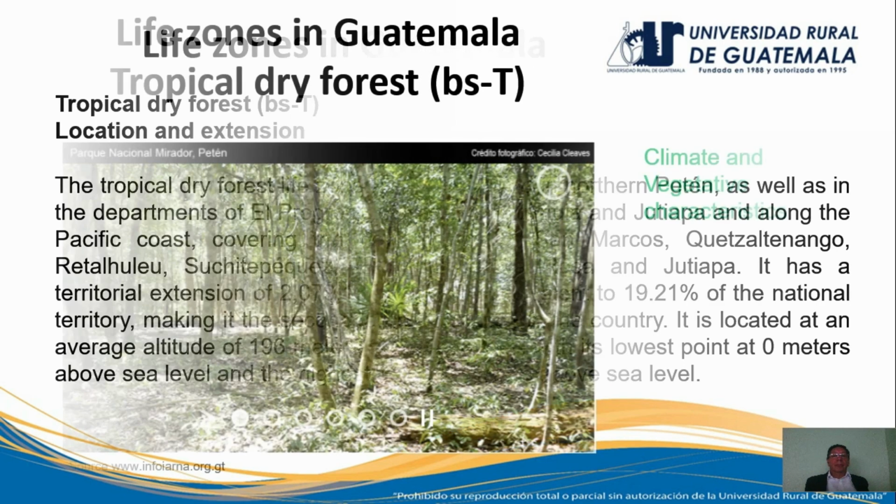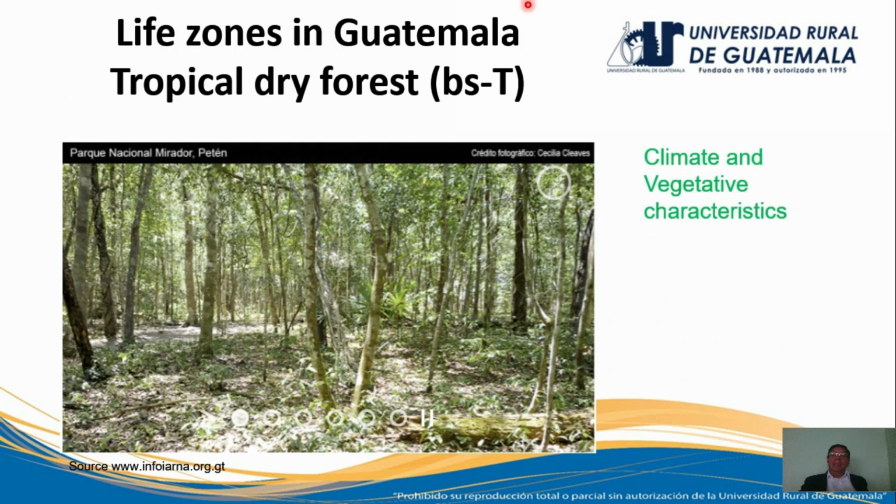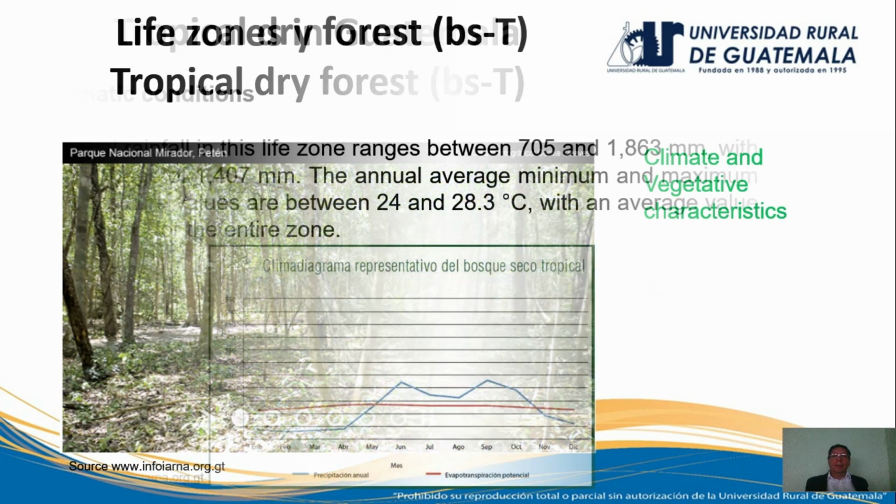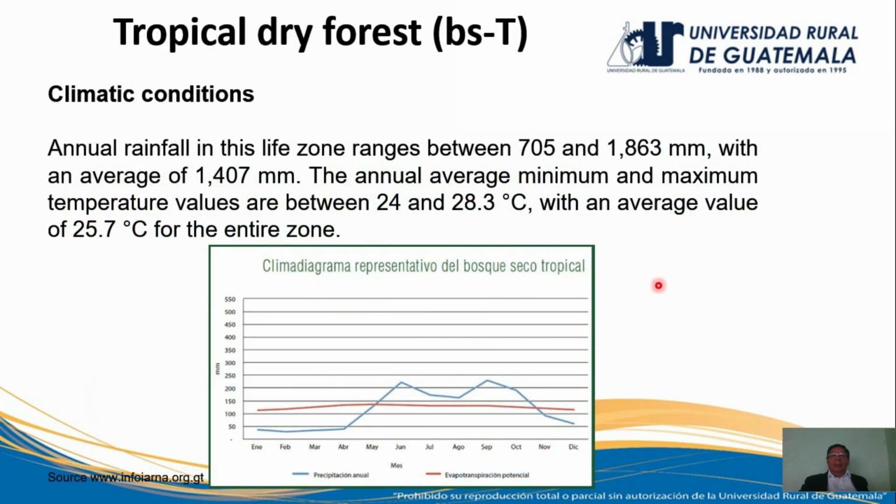Here we can see the climate and vegetative characteristics of this zone. This picture was taken in National Park El Mirador, Petén, and we can see that there are many trees and also dry soil as unique characteristics of this life zone. Let's continue with the climatic conditions.